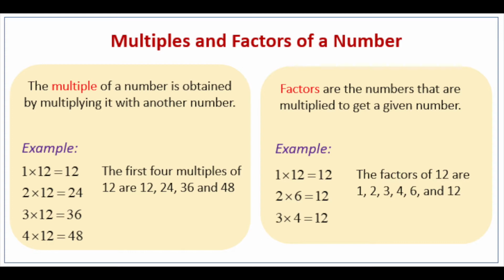Now, factors are the numbers that can be multiplied together to get that main number, to get that product. So back to 12, 1 times 12 is 12, 2 times 6 is 12, 3 times 4 is 12. Notice how they went in order. So if you were to list those factors there, you would have 1, 2, 3, 4, 6, 12. If you do them as factor pairs, then you have 1 and 12, 2 and 6, 3 and 4.